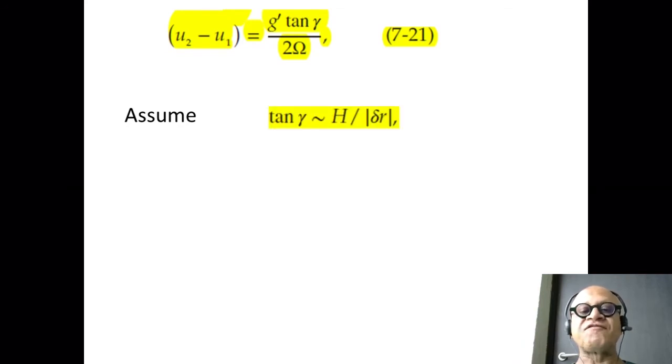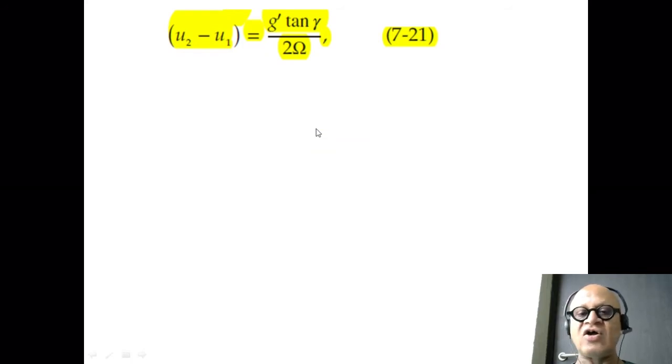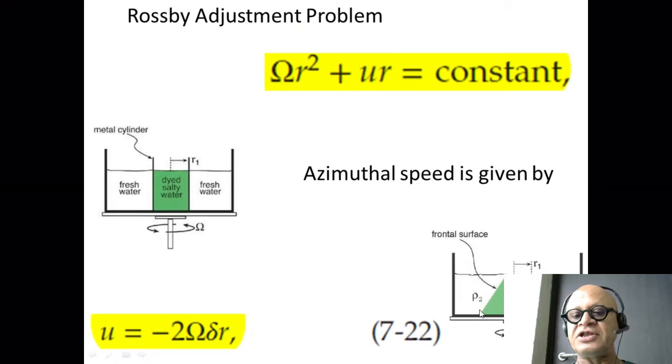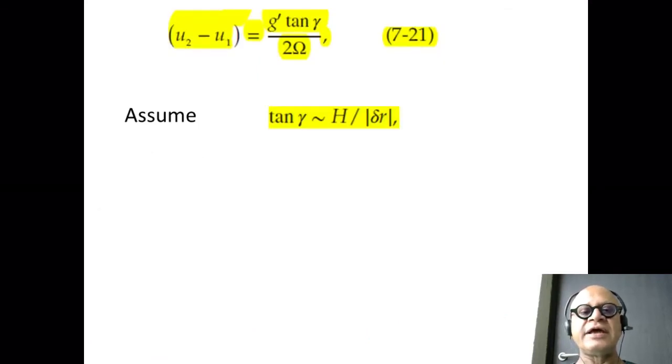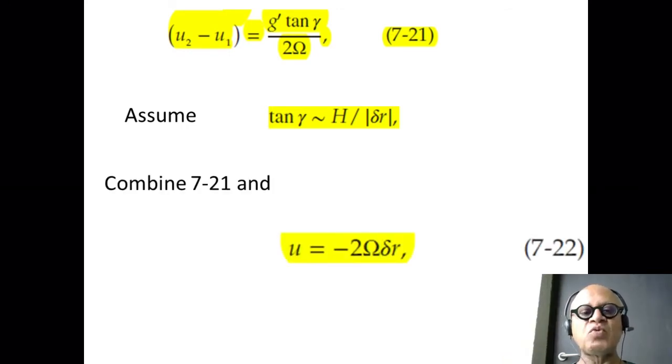Okay, here we can estimate tan gamma as h over delta r, where h is our height of the water column. So h over delta r gives us tan gamma as an approximation, with delta r as a magnitude, because for the top part delta r is negative, for the bottom part delta r is positive. So the Margules relation and the introduced perturbation azimuthal velocity can be combined, because this is essentially u2 minus u1, right?